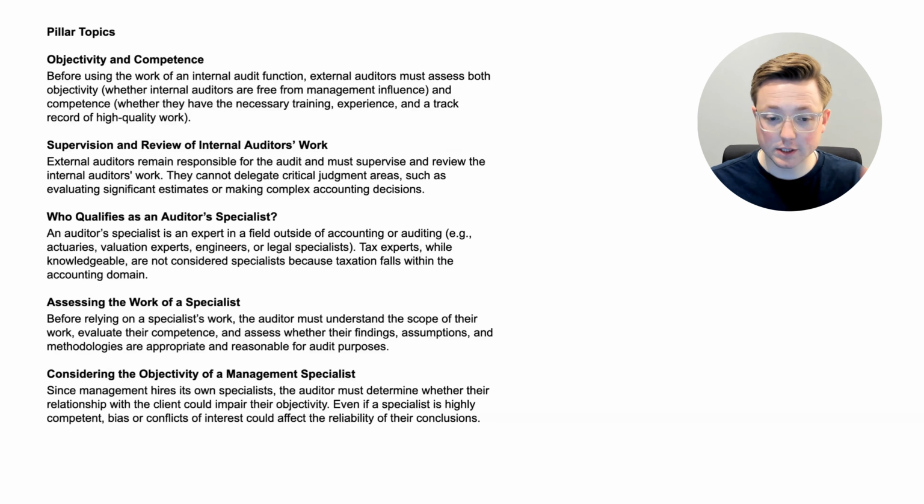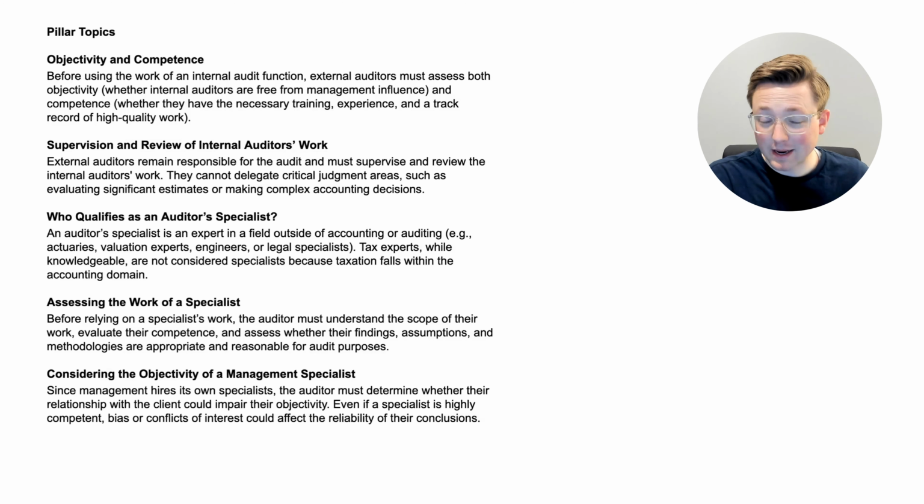Now let's finally talk about considering the objectivity of a management specialist. Very similar to a normal specialist, an auditor specialist, but it's probably a little bit more prominent when it comes to a management specialist. Since management hires its own specialists, the auditor must determine whether their relationship with the client could impair their objectivity. Even if a specialist is highly competent, bias or conflicts of interest could affect the reliability of their conclusions. And with that, we've gone over the pillar topics for this video.